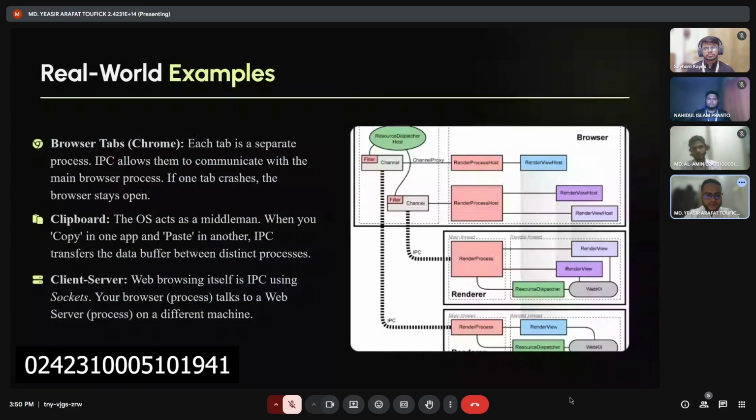The clipboard, the simple act of copy and paste, is also a classic IPC example. The operating system holds a data buffer, and one application writes to it and another reads from it. Then the client-server architecture. Finally, we come to the internet itself. When a browser requests a web page, it uses sockets to perform IPC with a web server that might be on the other side of the world.